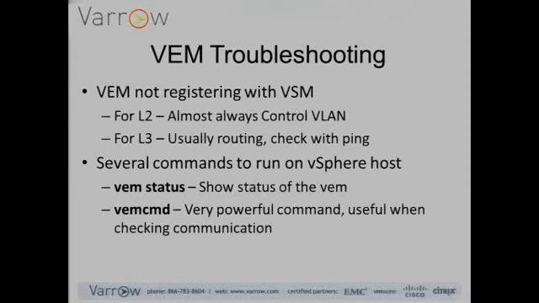If you're having VEM issues, it's almost always control VLAN. If a host isn't registering, that's usually it. If you're doing layer 3, just do a simple ping. If you can't ping it, then it's another problem. Several commands on the host. You've got VEM status. It'll show you if the VEM is loaded and running. And VEM command is a very powerful tool. You can do a lot of powerful things, checking configurations, MAC addresses, see what you're seeing, make sure you're talking to VSMs, all sorts of stuff. Louis covers that far better than I ever could in this session.